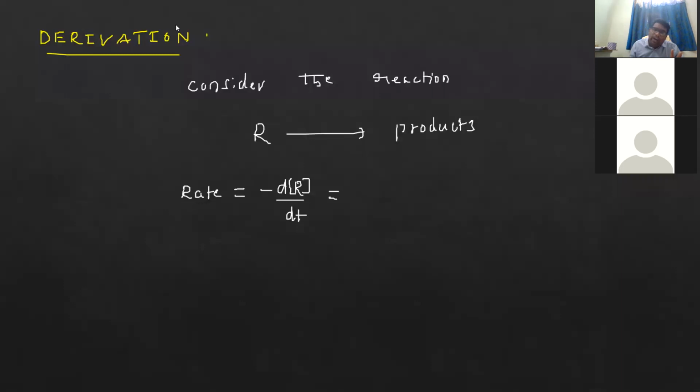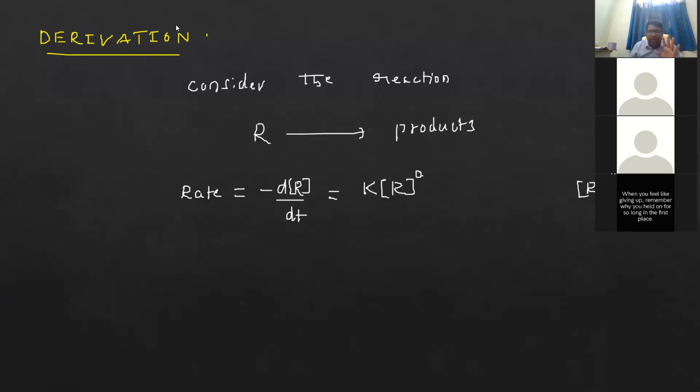That is equal to, according to the rate law, K into concentration of R to the power 0. Anything to the power 0 is equal to 1, clear? So R to the power 0 indicates here m is equal to 0, which indicates a zero order reaction. Here 0 indicates the m, n value.